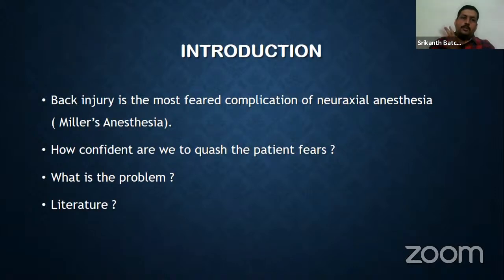What leads to this scenario is that even the standard textbooks don't have a very detailed account of the incidence of back pain or how to deal with it. Even in Miller's Anesthesia, there is a very small paragraph of around 5 or 6 lines where he has gathered all the evidence about back pain as a complication of spinal anesthesia. The first line in that paragraph says back injury is the most feared complication of neuraxial anesthesia.